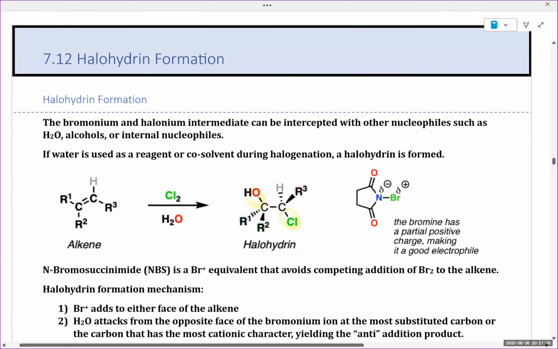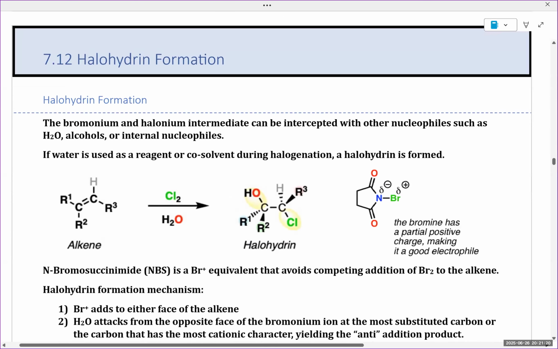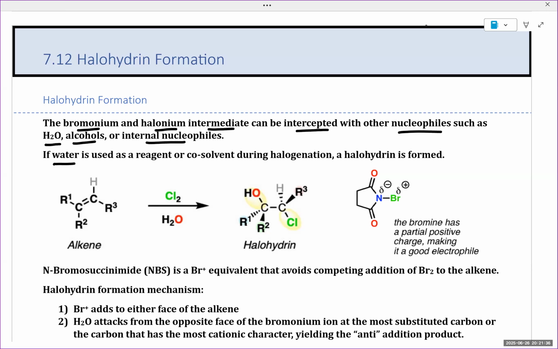Let's talk about a variant of halogenation, which is halohydrin formation. The bromonium and halonium ion intermediate can be intercepted with other nucleophiles, such as water, alcohols, and internal nucleophiles. So if water is used as a reagent or co-solvent during halogenation, a halohydrin is formed. So this time, instead of a second halogen being installed, you install an equivalent of water or hydroxide.